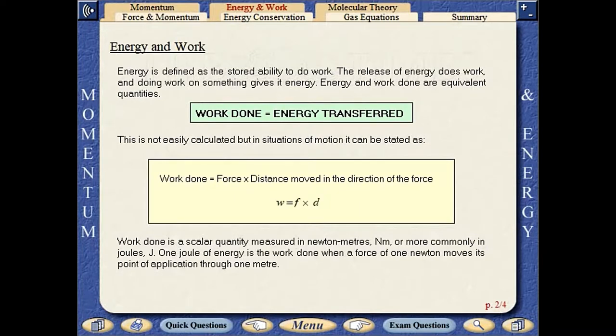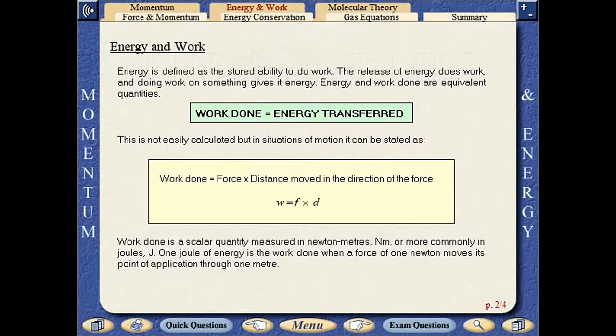Energy is defined as the stored ability to do work. The release of energy does work, and doing work on something gives it energy. Energy and work done are equivalent quantities. Work done is equal to energy transferred. This is not easily calculated, but in situations of motion, it can be stated as work done equals force times distance moved in the direction of the force.